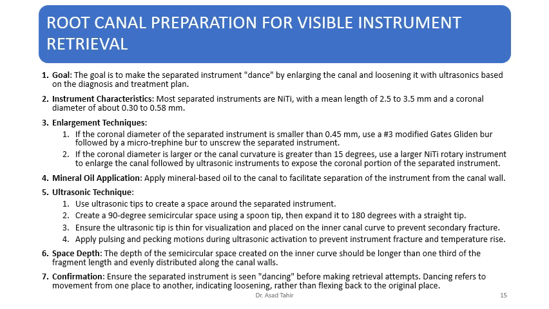Ultrasonic technique. Use ultrasonic tips to create a space around the separated instrument. Create a 90-degree semicircular space using a spoon tip, then expand it to 180 degrees with a straight tip. Ensure the ultrasonic tip is thin and placed on the inner canal curve to prevent secondary fracture. Apply pulsing and pecking motions during ultrasonic activation to prevent instrument fracture and temperature rise.